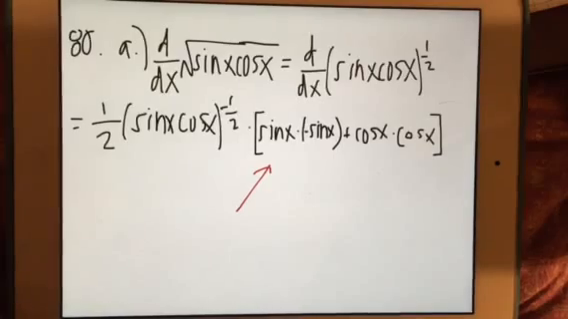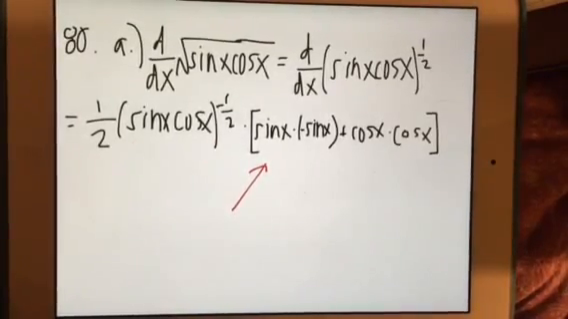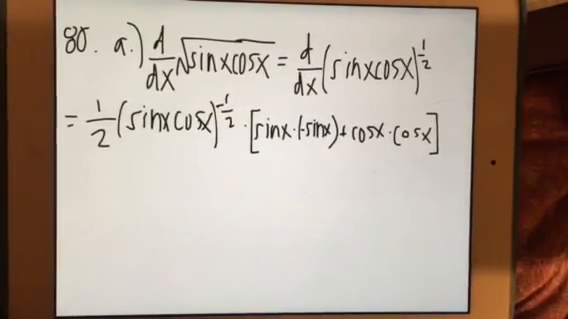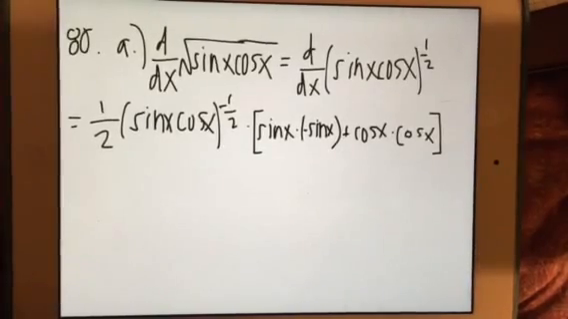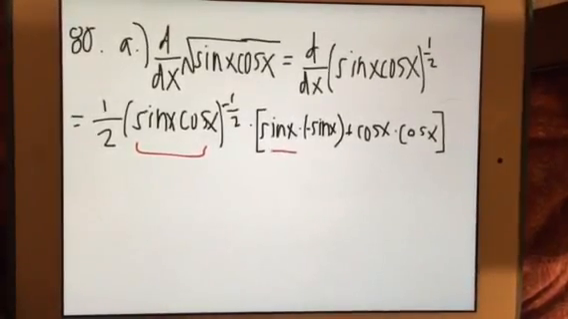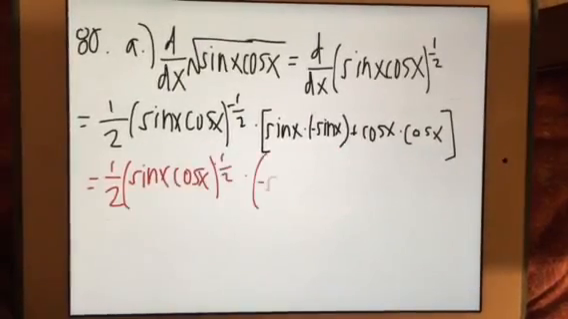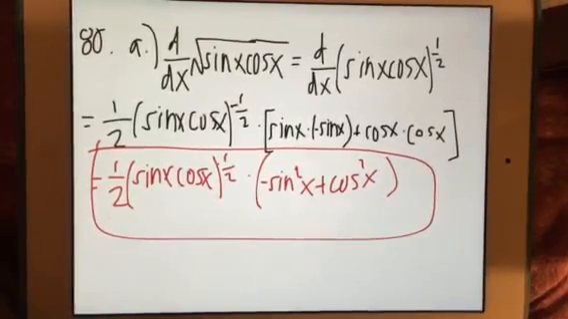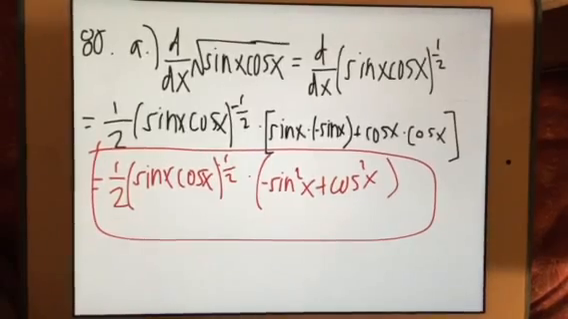product rule, since the inside part of this chain is a product, sine x times cosine x. So here, we're multiplying, as part of the chain rule, we're finding the derivative of the inner part by using the product rule. So the first times the derivative of the second plus the second times the derivative of the first. So the final answer simplified is 1/2 times (sine x times cosine x) to the power of -1/2 times negative sine squared x plus cosine squared x.